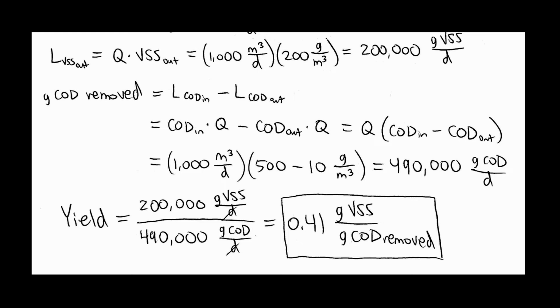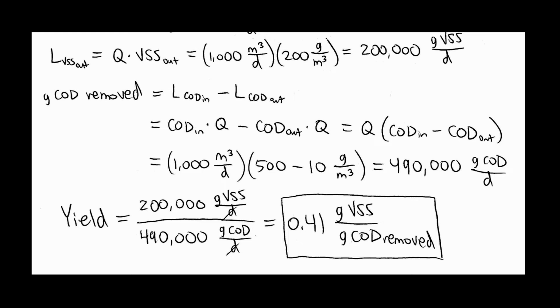Now we can calculate the grams of COD removed from the system by subtracting the loading of COD leaving the system from the loading of COD coming into the system. So we know that the concentration coming in is equal to 500 grams per cubic meter, or milligrams per liter, and the concentration leaving the system is 10 milligrams per liter. So using the flow rate of 1,000 cubic meters per day, we can calculate here that the grams of COD removed per day is equal to 490,000.